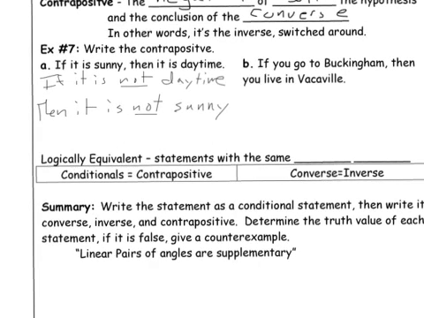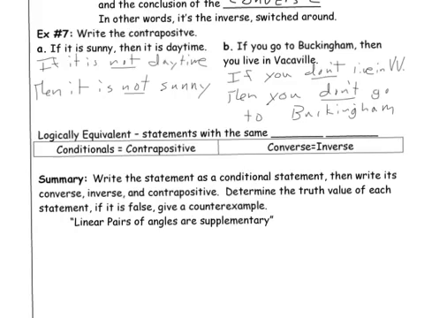So what I want you guys to do is write the contrapositive to that statement. If you go to Buckingham, then you live in Vacaville. Go ahead and try that. I'll put the answer up in just a second. Okay. So you should have written, if you don't live in Vacaville, then you don't go to Buckingham. That's the contrapositive. All right, last thing is, let's talk about what a logically equivalent statement is.